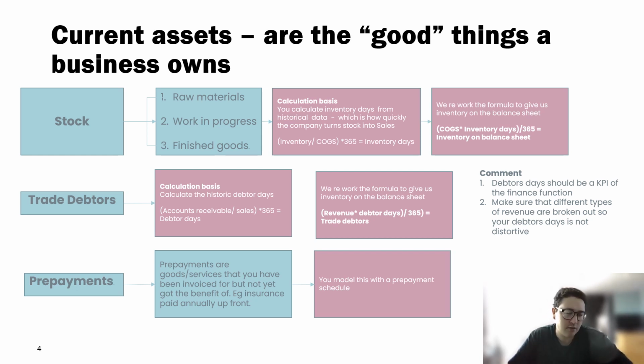And you get your accounts receivable, you divide it by sales, times it by 365, gives you your debtor days. You then rework that calculation by taking the revenue from your forecast, timesing it by the debtor days that you worked out and dividing that by 365, and that gives you your closing trade debtors at the end of that period. So what you've done here is, again, you've worked out something from historical data, your debtor days. You then put it back into your forecast to give you your balance sheet figure. So then statement one, your P&L is now interacting and creating the balance sheet position.